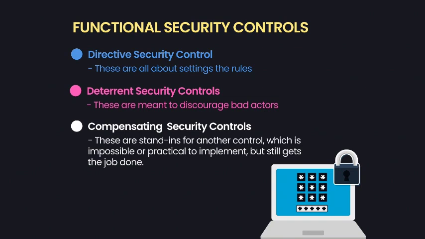The next control is compensating security controls. Think of these as stand-ins for another control which is impossible or impractical to implement, but it still gets the job done. Here's an example. Your organization uses an older system that doesn't support multi-factor authentication. But multi-factor authentication is required by your security policy or compliance framework. Instead of MFA, you implement a very strong password policy and require frequent password changes. And on top of that, you add device-based access restrictions, like only allowing login from trusted company-managed devices.